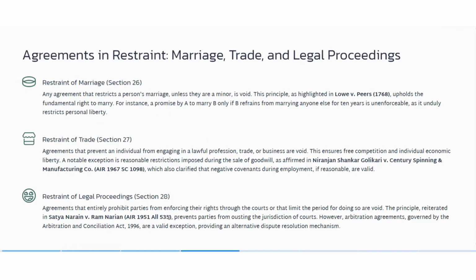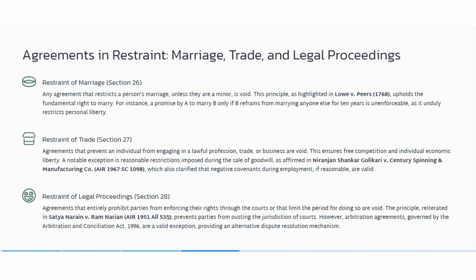A notable exception is reasonable restriction imposed during the sale of goodwill, as affirmed in Niranjan Shankar Golikari versus Century Spinning and Manufacturing Company, which also clarified that negative covenants during employment, if reasonable, are valid.